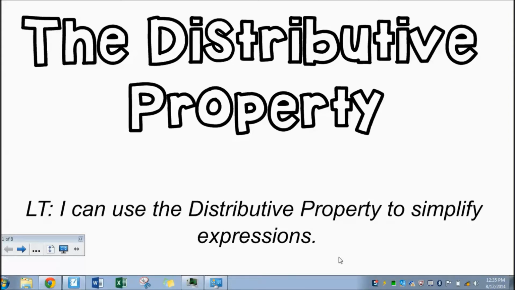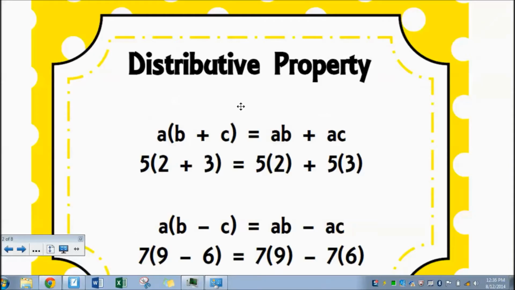With the distributive property, we're going to take it a step further than maybe what you've seen in the past. You've looked at the distributive property in years past, but we're going to see some other applications of it. So our learning target is that you can use the distributive property to simplify expressions. So this is what you've seen before.